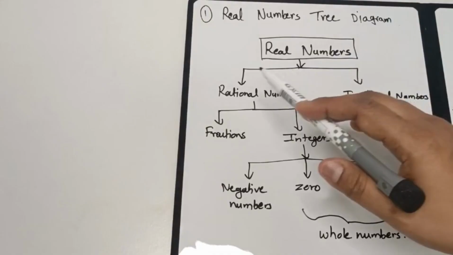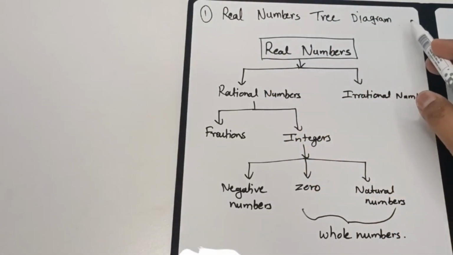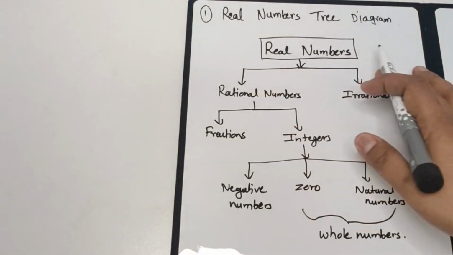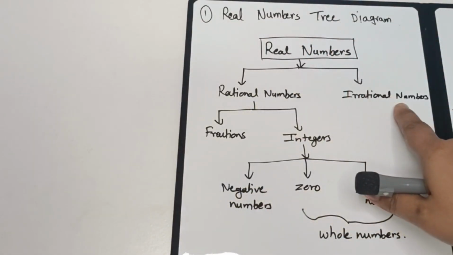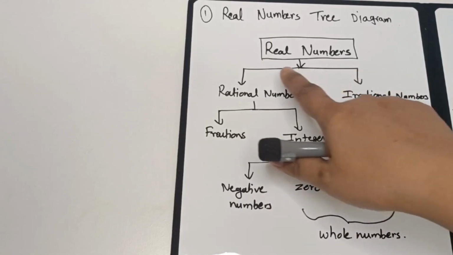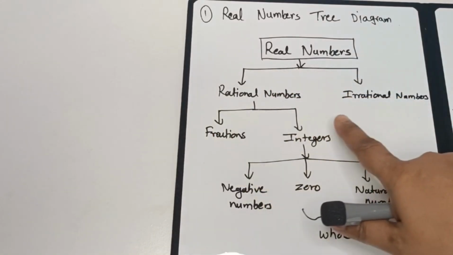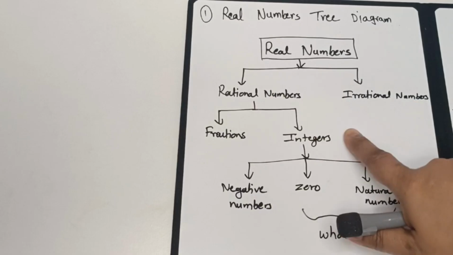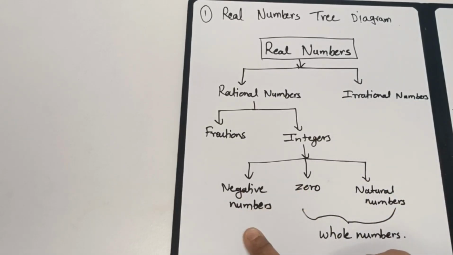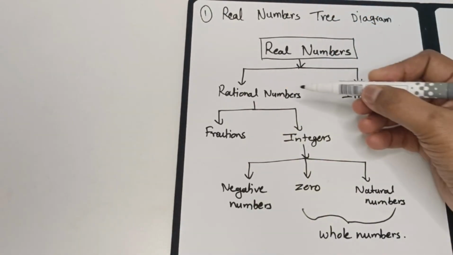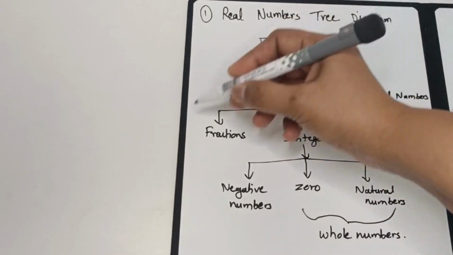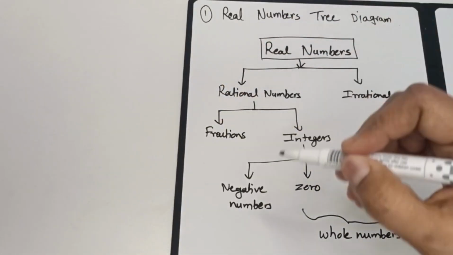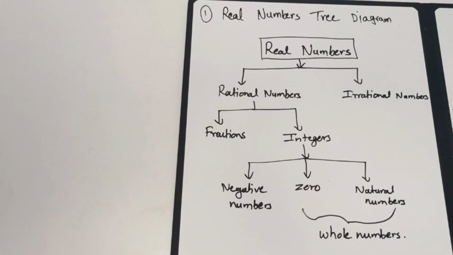So let's start with the first concept, that is the real number tree diagram. In this, we have real numbers. There are two branches of real numbers, rational numbers and irrational numbers. Then under rational numbers, we have fractions and then integers. Integers are further bifurcated into three types: negative numbers, zero, and natural numbers. We have all seen these numbers, like natural numbers, zero, negative numbers, integers, fractions, in our lower grades. In grade 9, we studied rational numbers and irrational numbers.